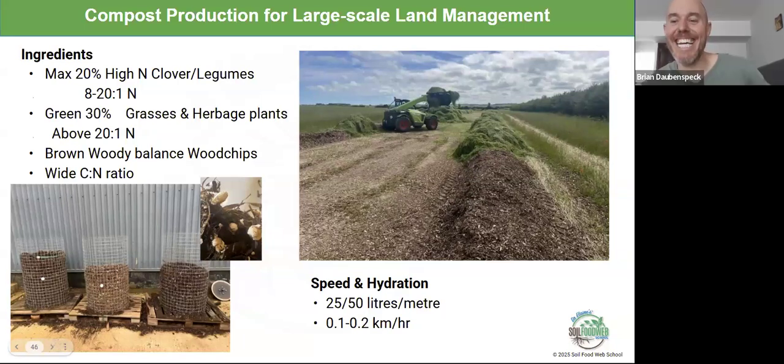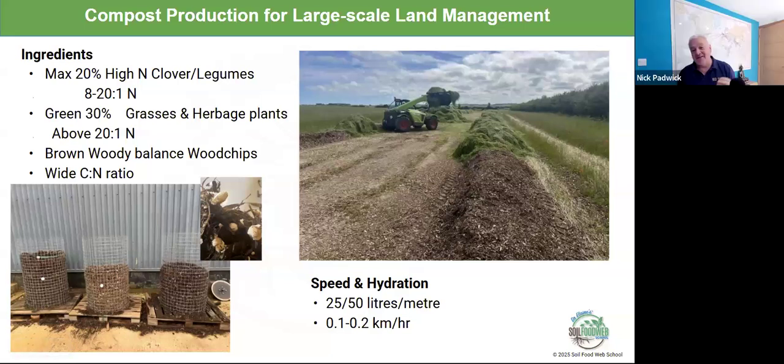Thank you. So look, brilliant principles. And listen, in the UK, I follow much the same. So we're using wood chips and herbal leys. We're using clovers within the leys, legumes are going on there, and then grasses and herbage for our green. And then we balance that out with our wood chips. And you can see the guy there making our windrows before we mix it up. We also practice some of these recipes in my round towers, which you can see there. Okay, Carla.